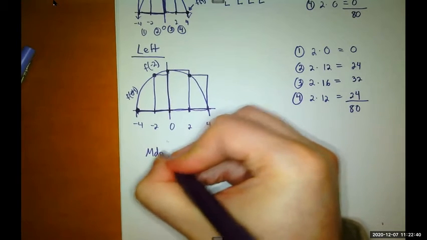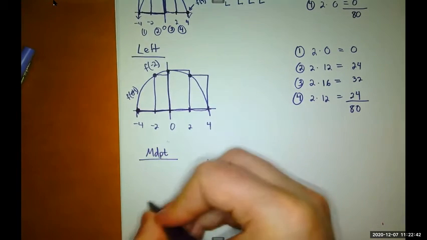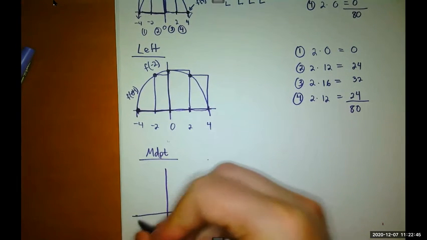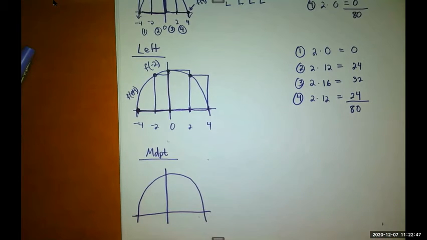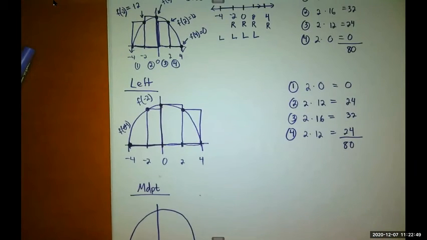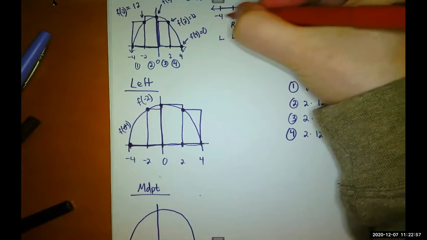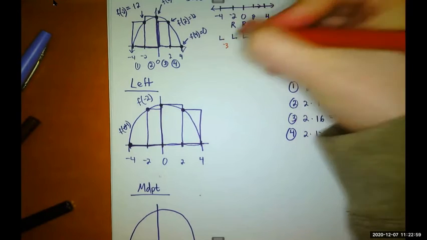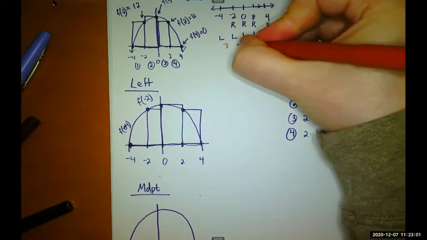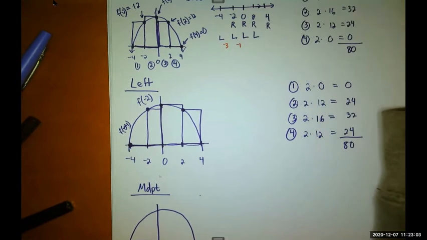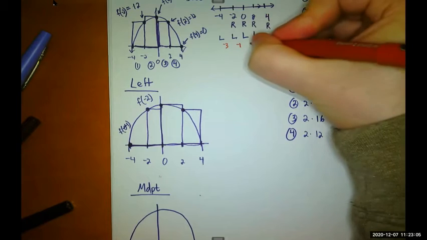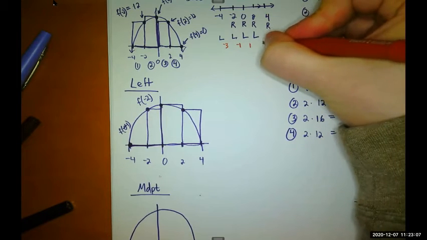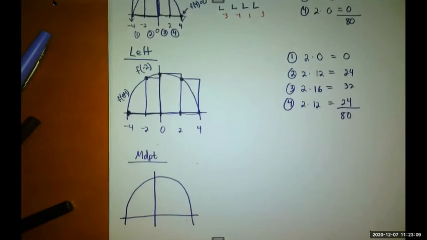Last one, we're going to do midpoint. Same x values for the intervals, different x values that we're evaluating though, because we're doing the midpoint. So -4 to -2, the midpoint is -3. -2 to 0, the midpoint is -1. 0 to 2, the midpoint is 1. 2 to 4, the midpoint is 3.